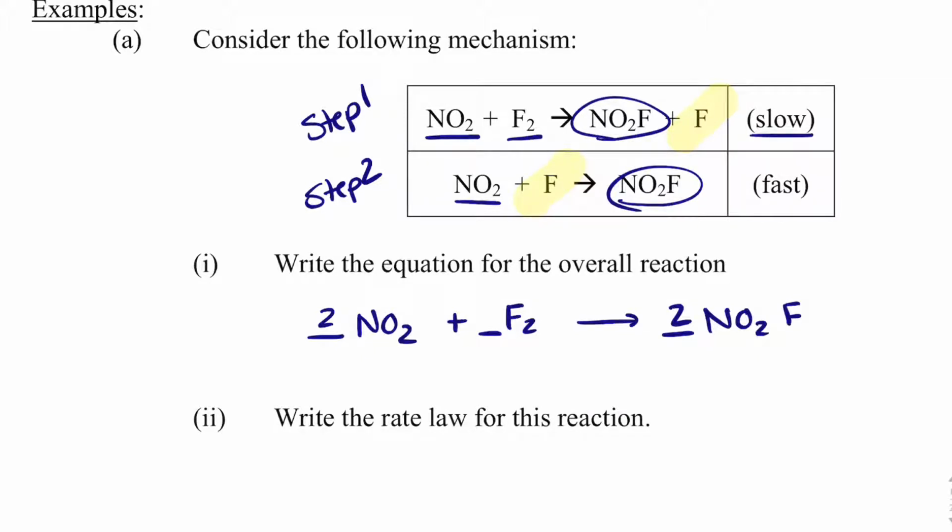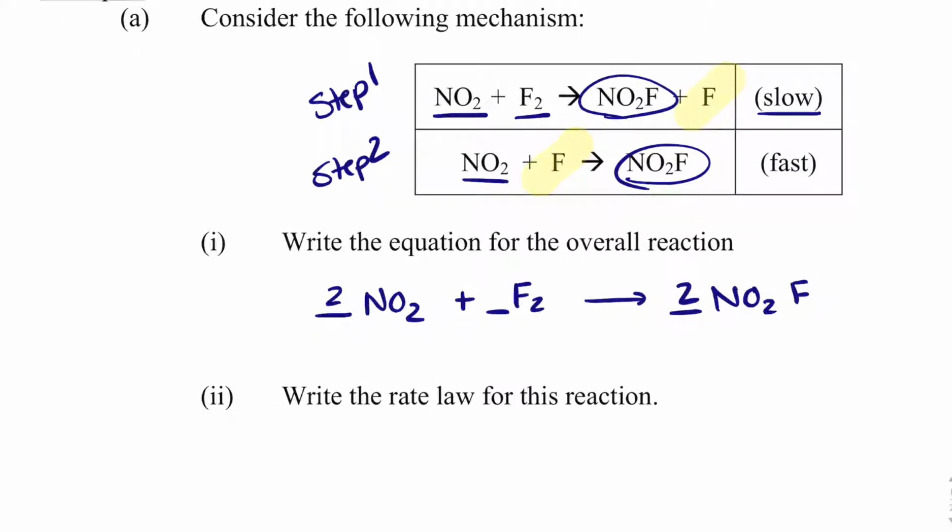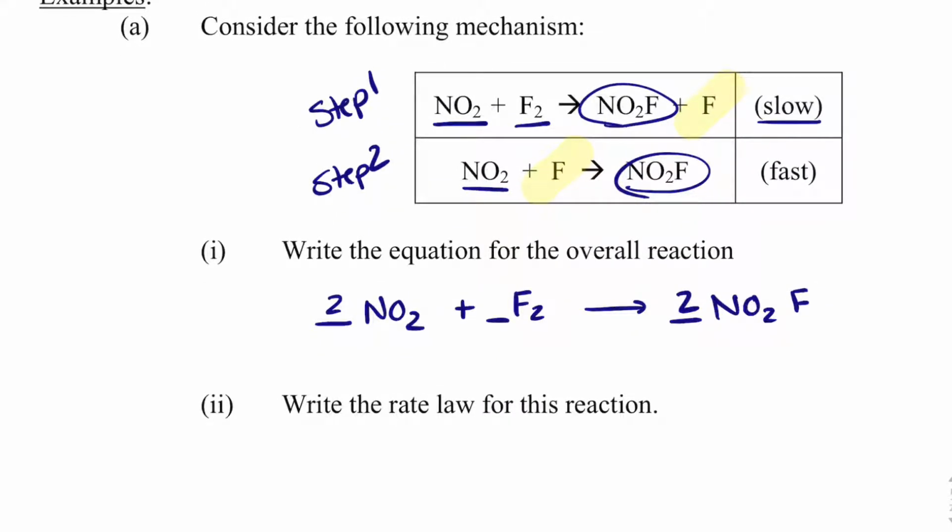So when I look here, they tell me that the first step is slow. That means this overall reaction can only occur as fast as that first step, meaning that the kinetics, or the rate of this reaction, is just based on that slow step, that step 1. So we could say rate is equal to k. And in that first step, we know exactly how many things we need.